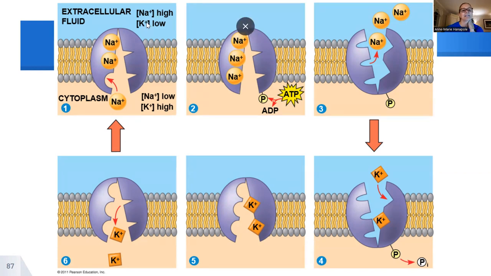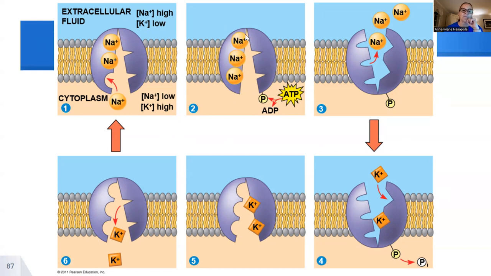So in looking at this diagram here, outside of the cell, we have high quantities of sodium and low quantities of potassium, and vice versa on the inside of the cell. So we're going from low concentration to high concentration. So we've got low sodium inside and high sodium outside, and we're pumping more sodium outside of the cell. And so that's going to require ATP energy, and that's going to activate that sodium-potassium pump.